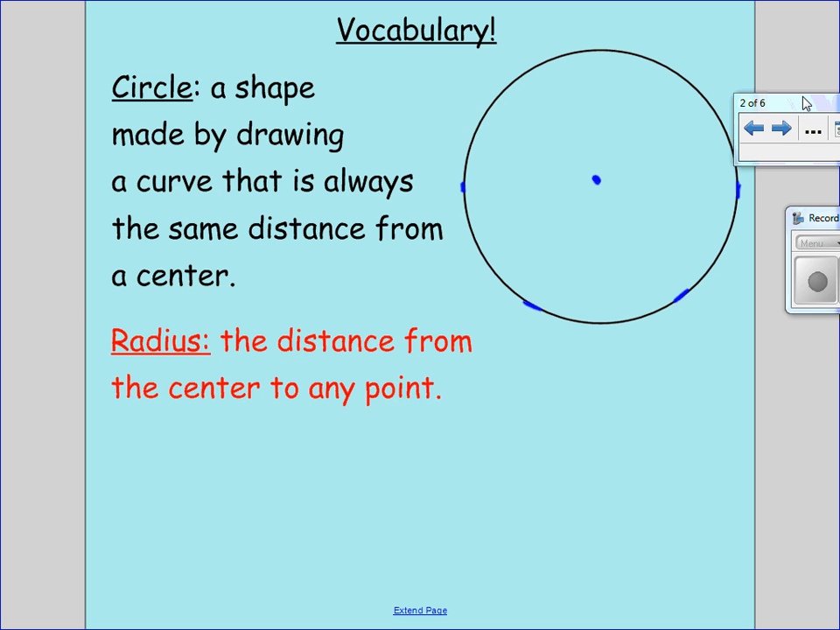The radius then is the distance from the center to any point. So our radius shows up right here. I could take my radius and move it, and it would still be the same distance from the center to any point. This line would be the same length as this line, which would be the same length as this line. Think of it like a dial that you could rotate around, like on a clock. It's always the same distance from the center.